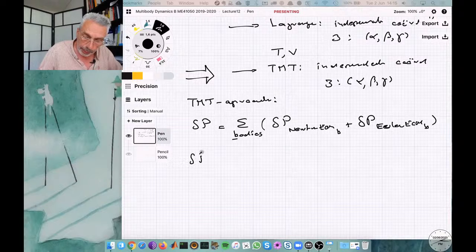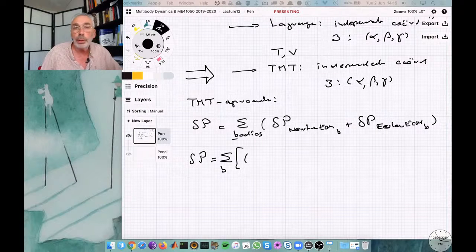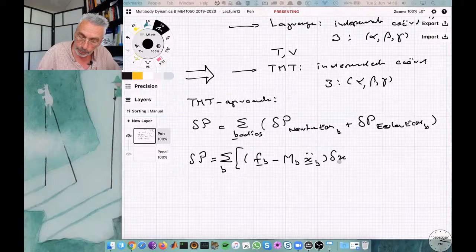So that virtual power is the sum over all the bodies, and the B is the bodies, of, well, first we take the virtual power of the Newtonian part. So let's do a big bracket. Newtonian part is pretty straightforward, right? We have applied forces at the body, and then we have minus the inertia forces, and I just write a capital M for the mass matrix. Then for the coordinates of the center of mass I write just x, times the virtual power transpose of that body.